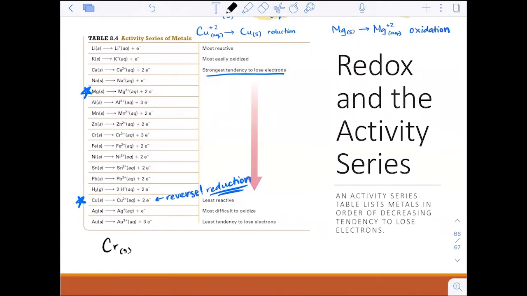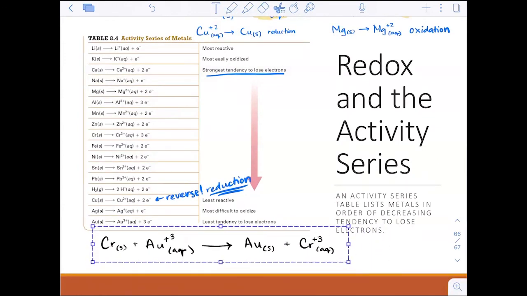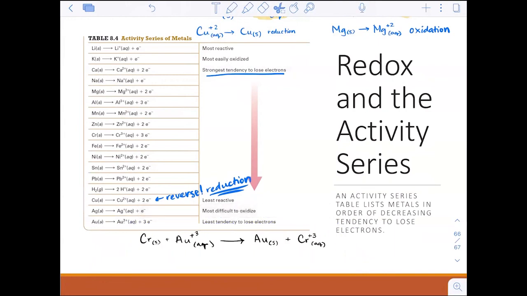Cr, we'll do an expensive one. Chromium reacts with gold solution to produce gold solid and chromium +3 aqueous. Now, what I want to be able to do is write my half reactions so that I can say who is being oxidized, who is being reduced. Well, chromium goes from a 0 oxidation state all the way to a +3 oxidation state. That's oxidized.